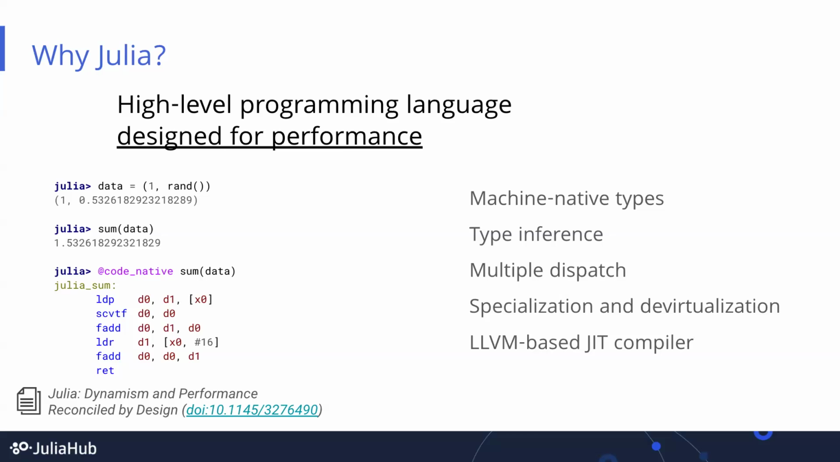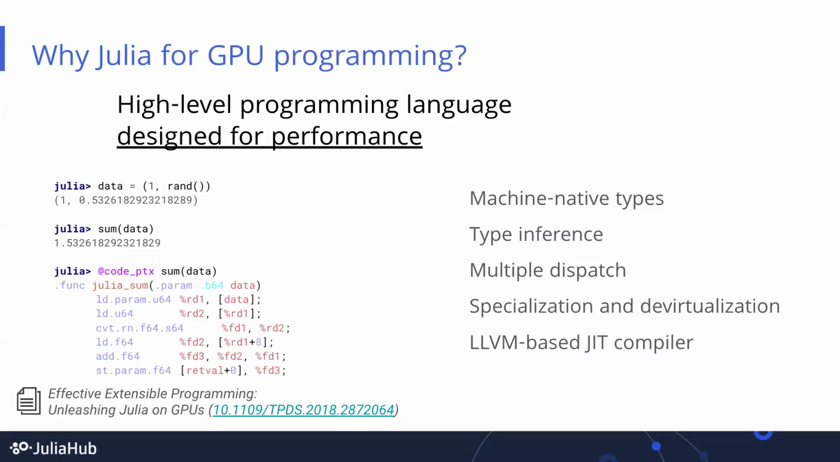allowing it to generate specific code for this sum implementation. Anyway, these are details. However, the fact that Julia has been designed with this kind of compiler model in mind allows us to just retarget the compiler and target PTX code, which is the instruction set architecture that we need to target for NVIDIA hardware.